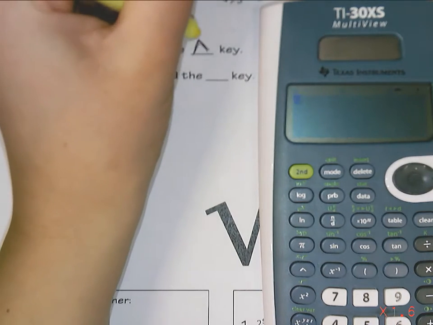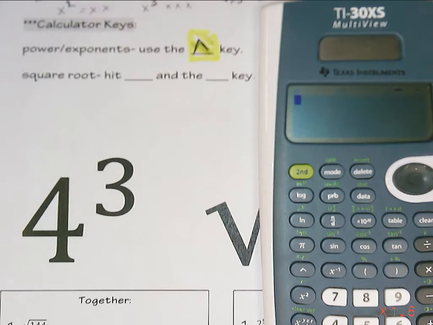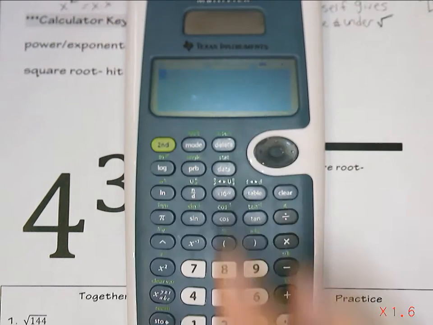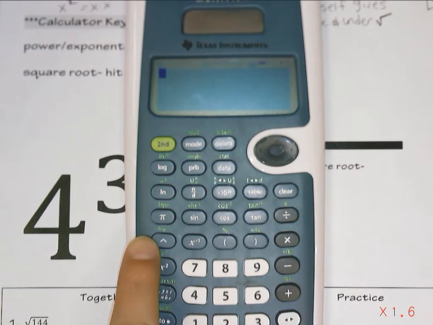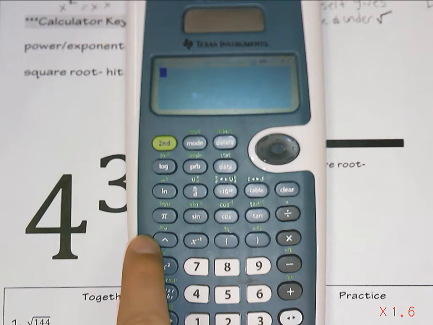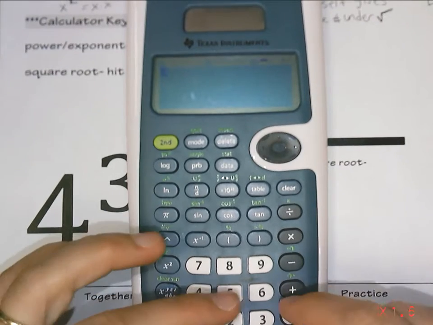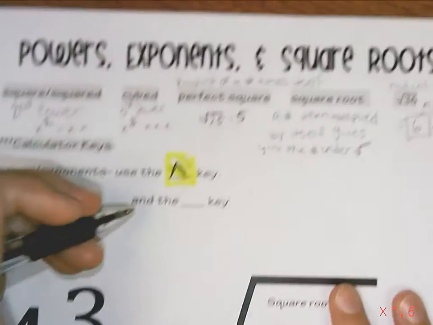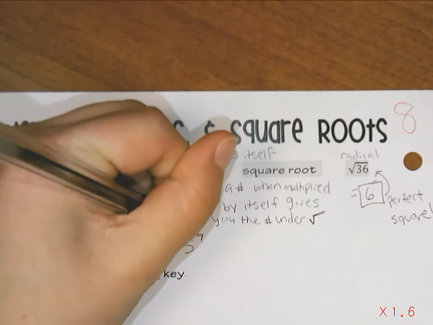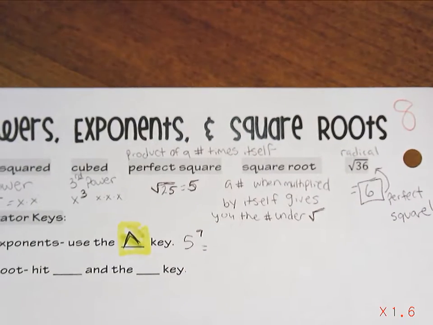Okay, this caret key, I'll color it in, is right here on your calculator. So if you look at your calculator, right here above x squared, you'll see a caret sign. Okay, so if I were to type in a number, let's just pick any number. Let's say it's 5 to the 7th power. Okay, let's do an example here. 5 to the 7th power.